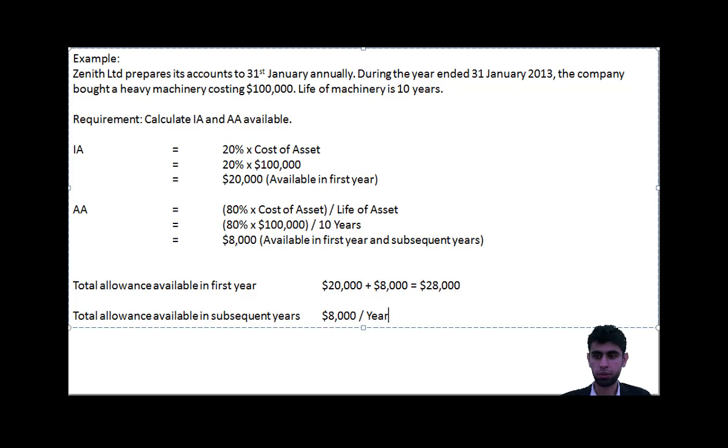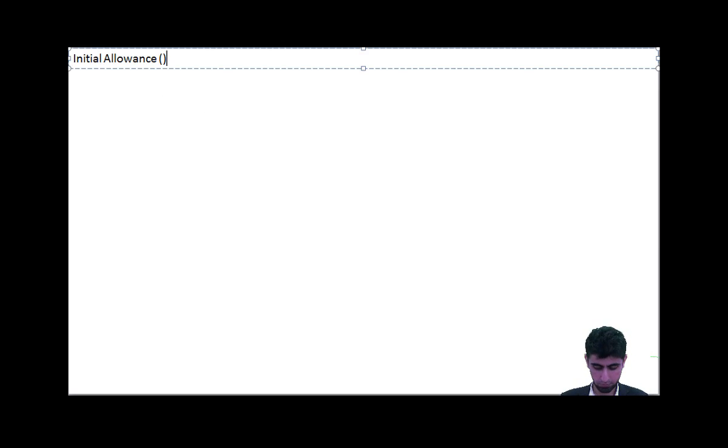Okay, now we are going to see what happens if the asset is not purchased for cash. Instead, the asset is purchased on a lease or hire purchase agreement. Okay, so I'll go to the next slide. Initial allowance (IA) and annual allowance (AA) if the asset is purchased on lease or hire purchase. Okay, hire purchase agreement.